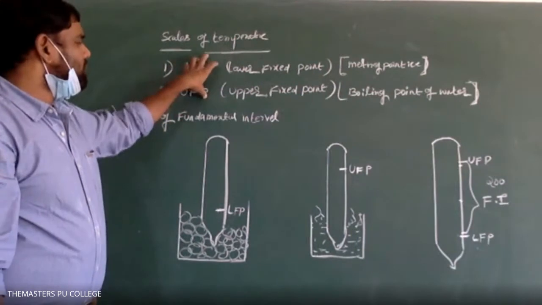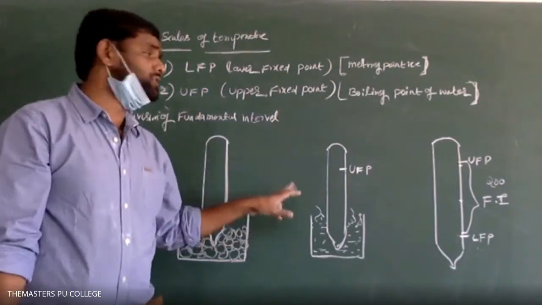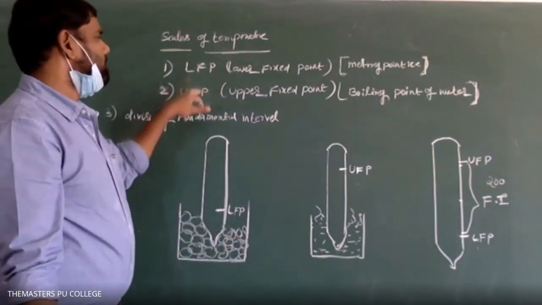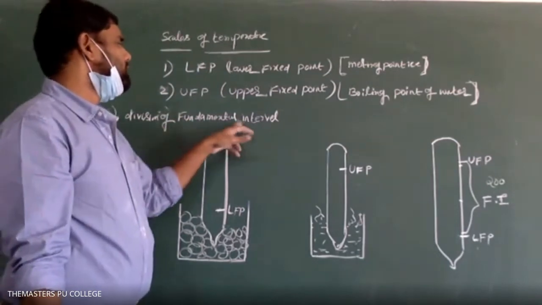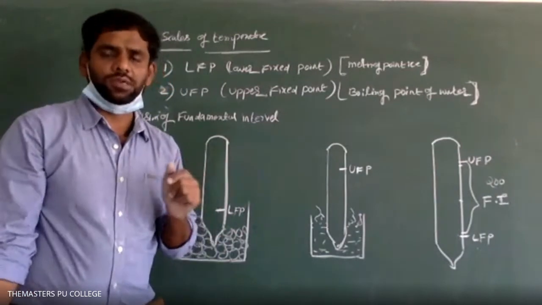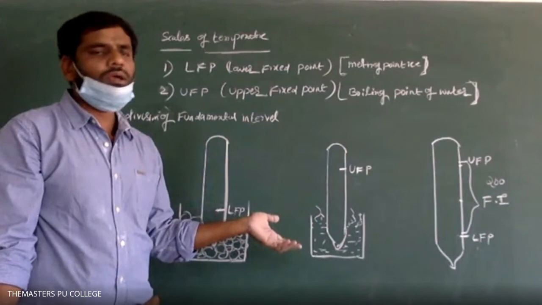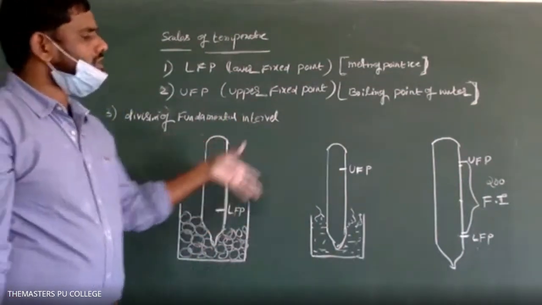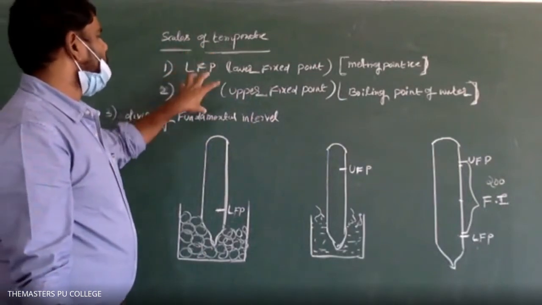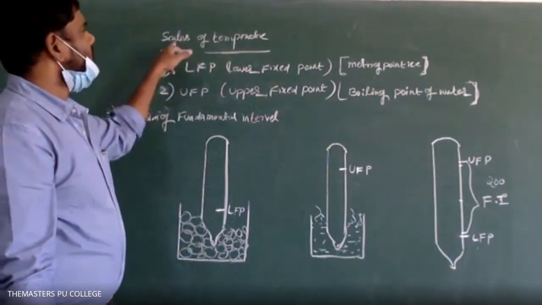By doing these three tasks carefully, we can prepare our thermometer. For example, if we do not mark the LFP and UFP properly, and the division of the fundamental interval is not done properly, of course we can measure the temperature, but those values are not accurate. We can get errors. So to avoid that and to measure the temperature accurately, one has to be careful about the lower fixing point, the upper fixing point, and the division of the fundamental interval while making the scale of temperature.